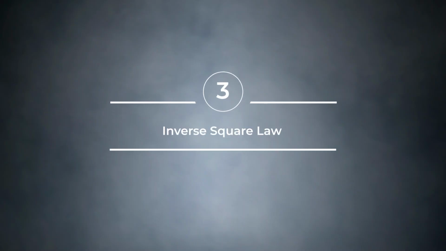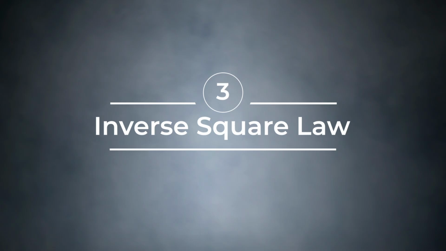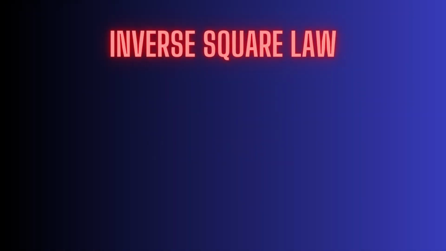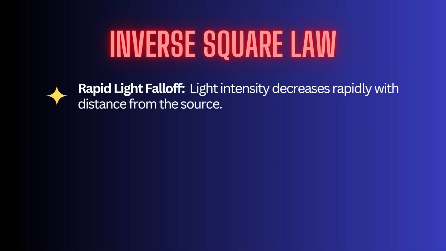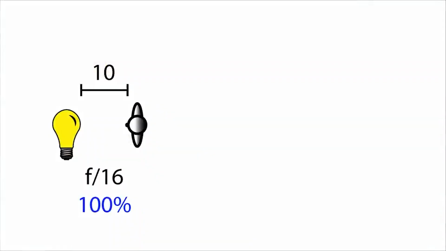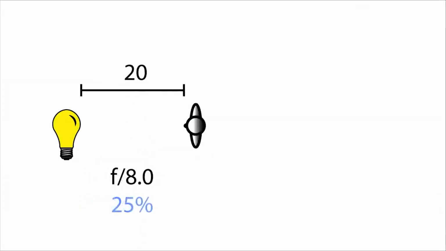So it can be very helpful to understand a simple rule about how quickly light intensity decreases with distance. Now, this is science, so it's real and it's predictable. The inverse square law says that as you double the distance from the light source, the light's intensity is reduced to a quarter of its original intensity.